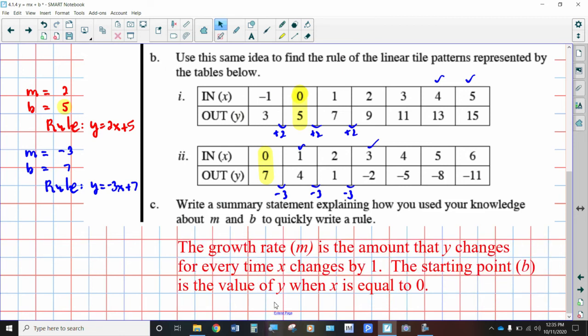The growth rate m is the amount that y changes for every time x changes by 1. The starting point, which is your b, also referred to as your y-intercept, is the value of y when x is equal to 0.